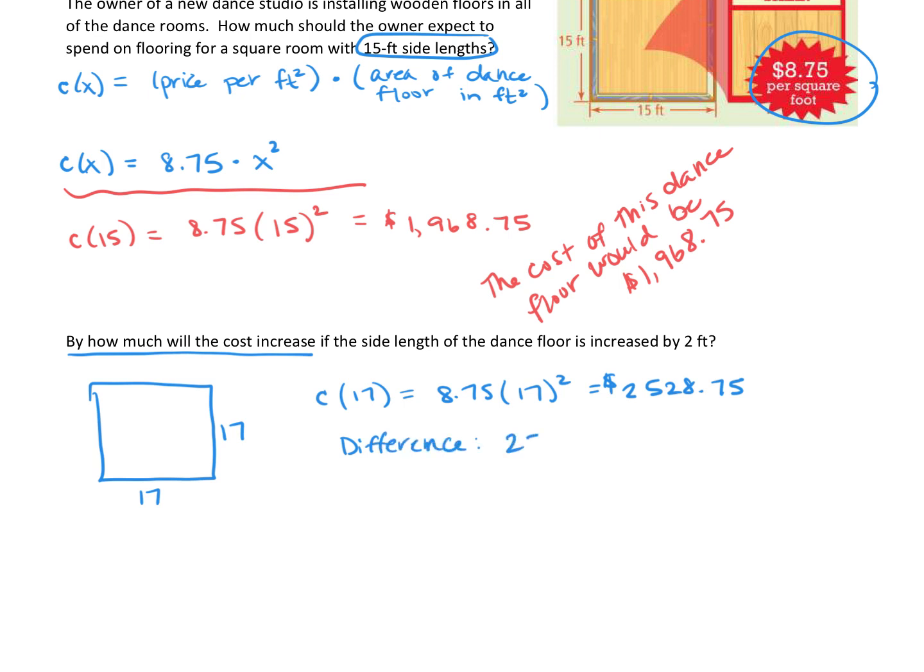So we're going to take this bigger cost, 2,528.75. We're going to subtract the 1,968.75 to figure out that the difference was 560. So to conclude, we can say that the cost will increase by $560 if the room increases by 2 feet on each side.